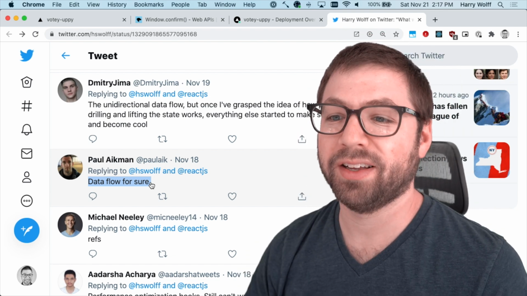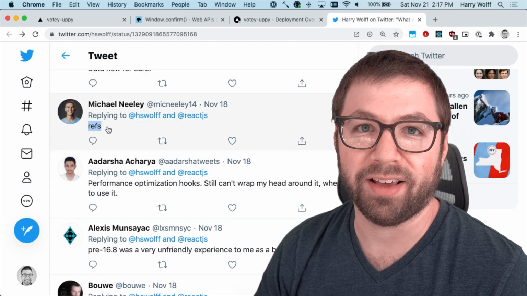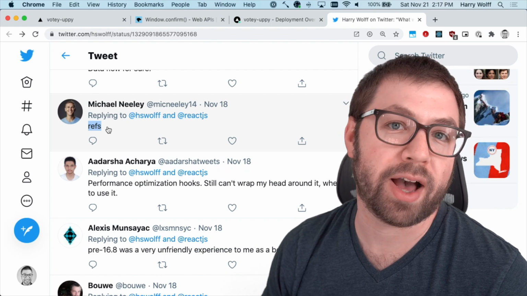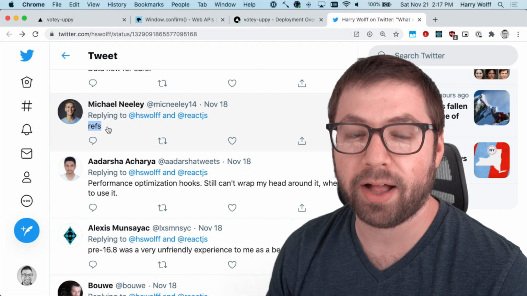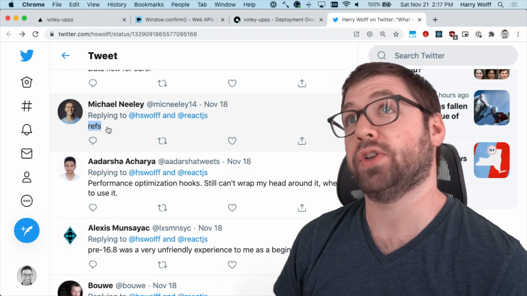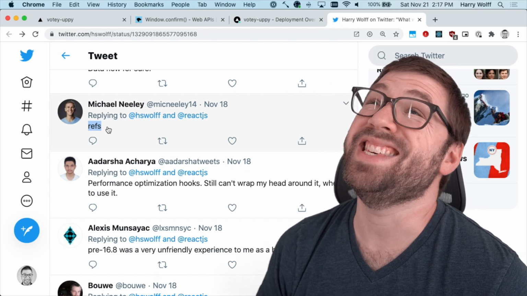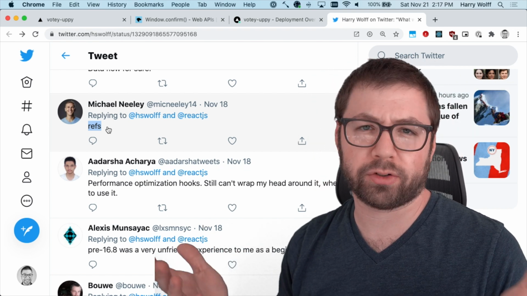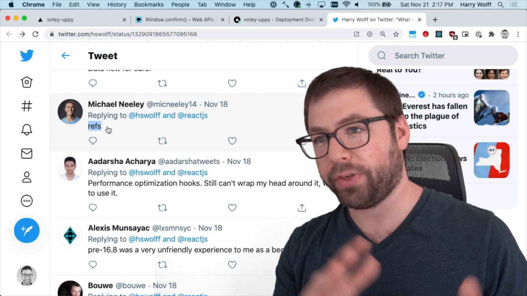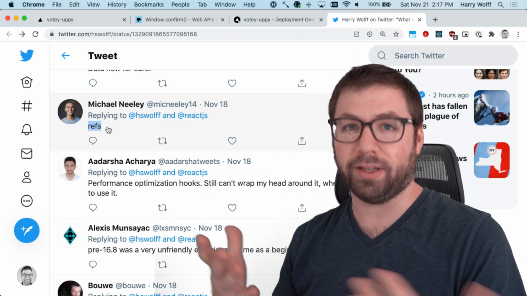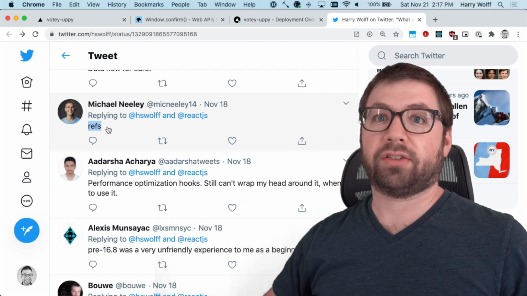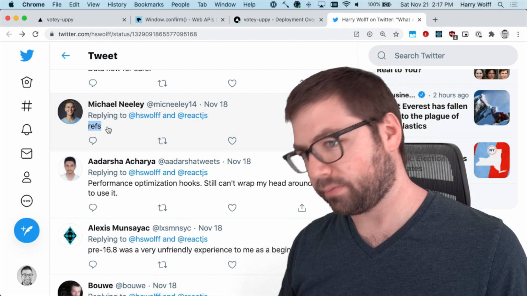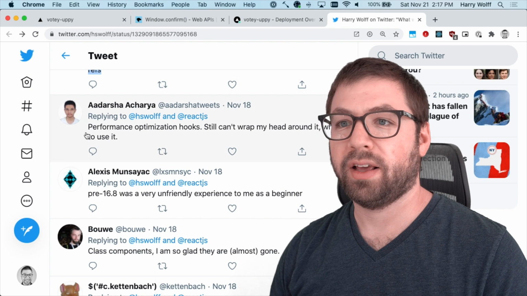Refs suck. Yeah, refs are a leaky abstraction in React. It's an escape hatch, because if you need to use refs, then you need to use something that's beyond the purview of React itself. If you're using refs with hooks as an instance variable, that's one thing. But if you're using refs to get the DOM element, then yes, you're intentionally stepping outside of React. They are hard.